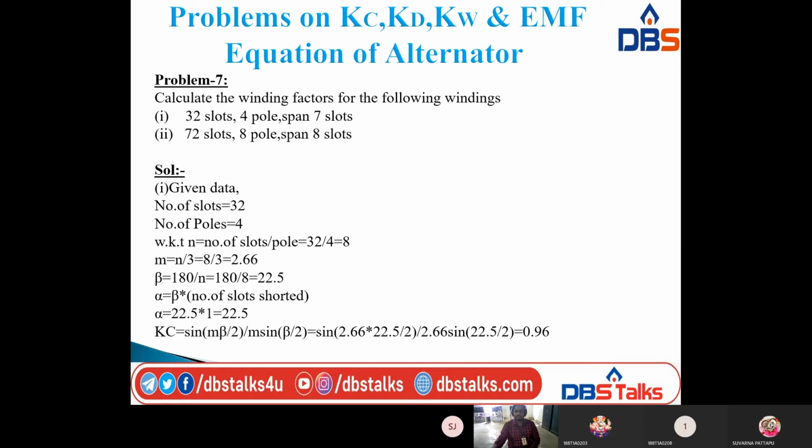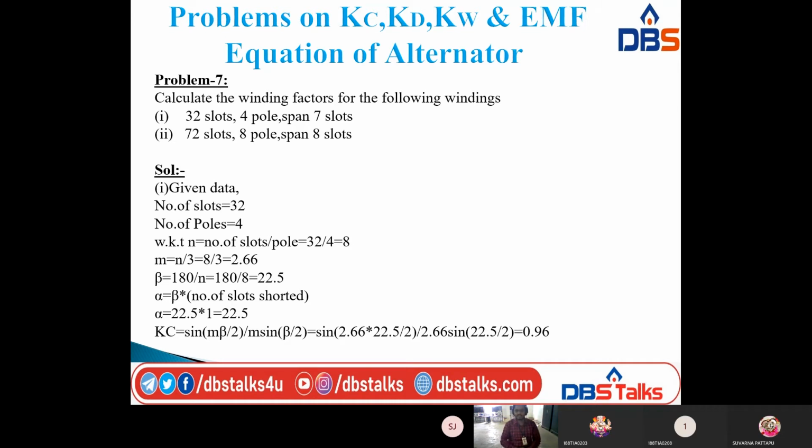So this is the problem 6. And next coming to problem 7. In the previous problem, we calculated the pitch factor, and now we calculate the winding factor. What is the formula for winding factor? This is the multiplication of pitch factor and coil span factor. Okay, we have to calculate the winding factor. So for that one, we have to calculate the pitch factor and distribution factor both. So here they given two cases.